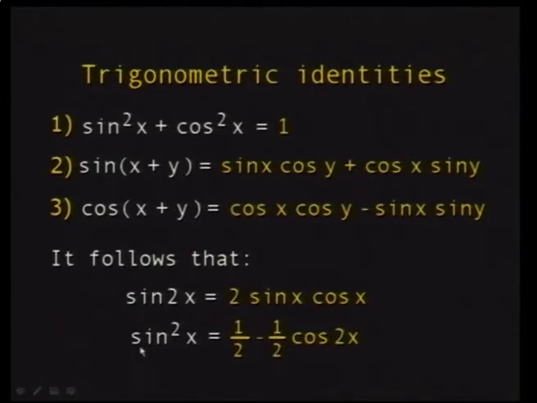Again, suppose, for example, you need to find sine square. You can use here, you put y is equal to x, so you get cosine 2x is equal to cosine square x minus sine square x. And then you substitute cosine square x by 1 minus sine square x. So you have a relation between sine square x and cosine 2x.